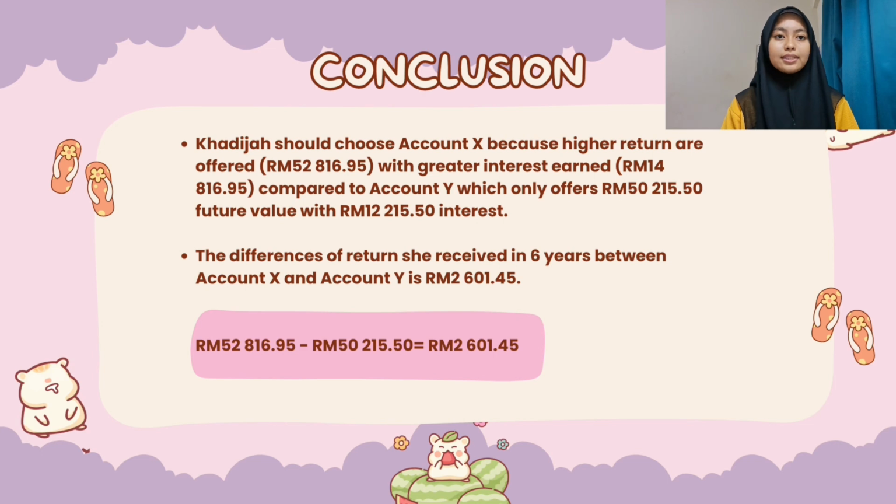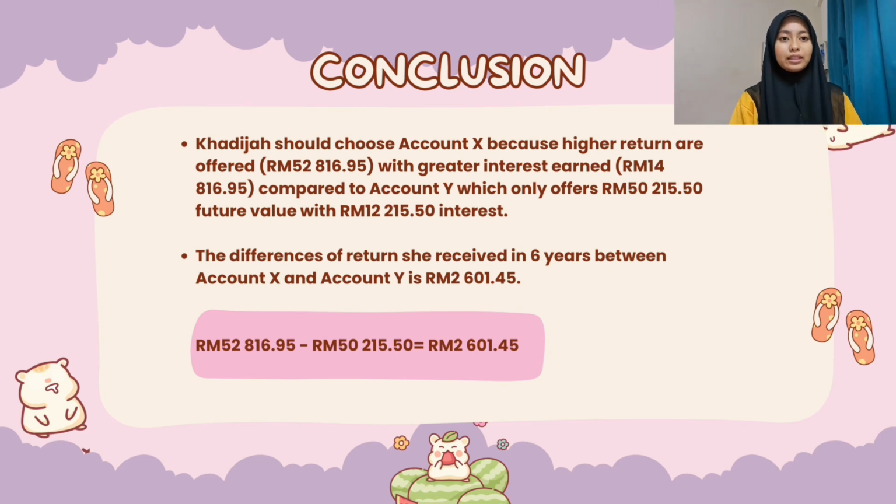Khadija should choose account X because a higher return is offered, which is 52,860 ringgit and 95 cents, with greater interest of 14,860 ringgit and 95 cents, compared to account Y, which only offers 50,250 ringgit and 50 cents final balance with 12,250 ringgit and 50 cents interest. The difference of return Khadija received in 6 years between account X and account Y is 2,610 ringgit and 45 cents.